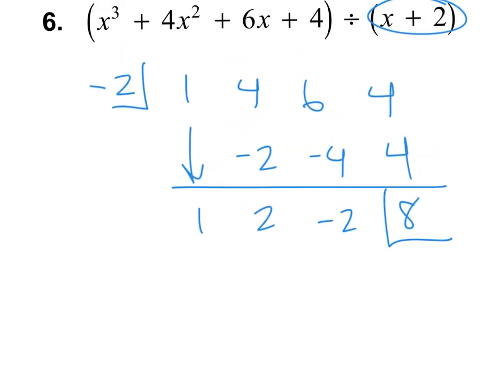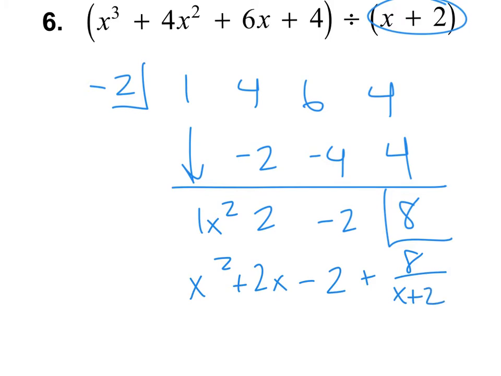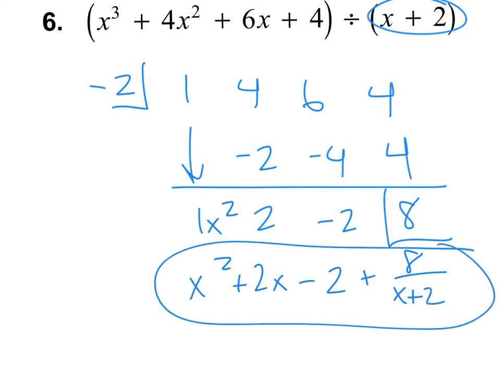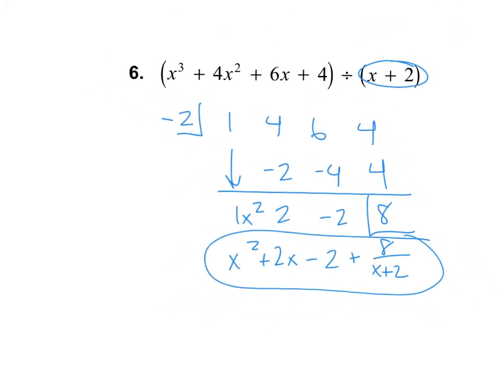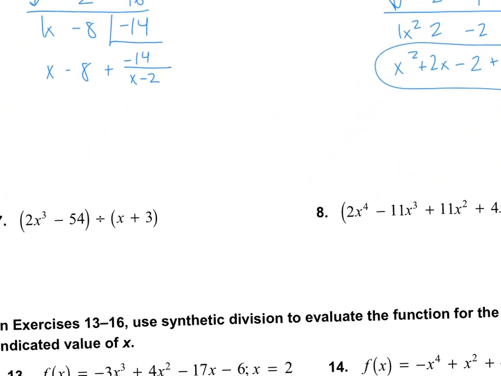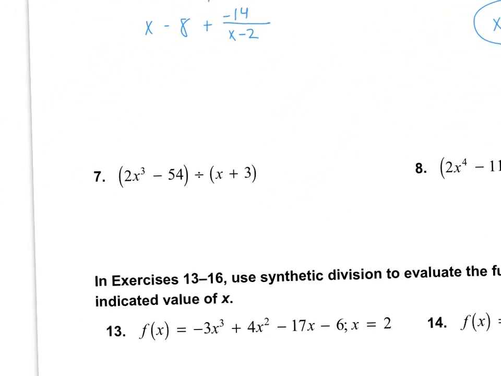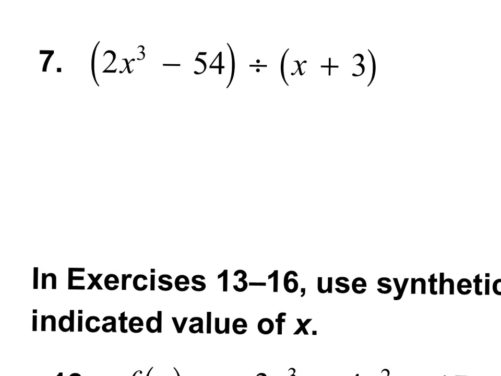Since this was an x to the third up here, this drops down now and is 1 degree less, which is x squared, which means that this is x squared plus 2x minus 2 plus the remainder of 8 over x plus 2. And that's division.